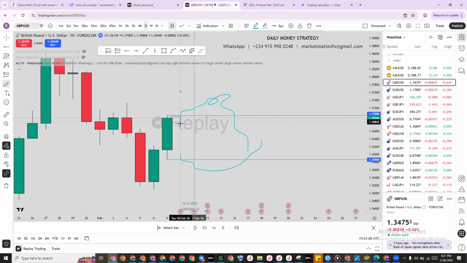Now, when you want to buy and when you want to sell, where are you buying or selling from? Are you buying or selling from a no man's area, from a no man's land?